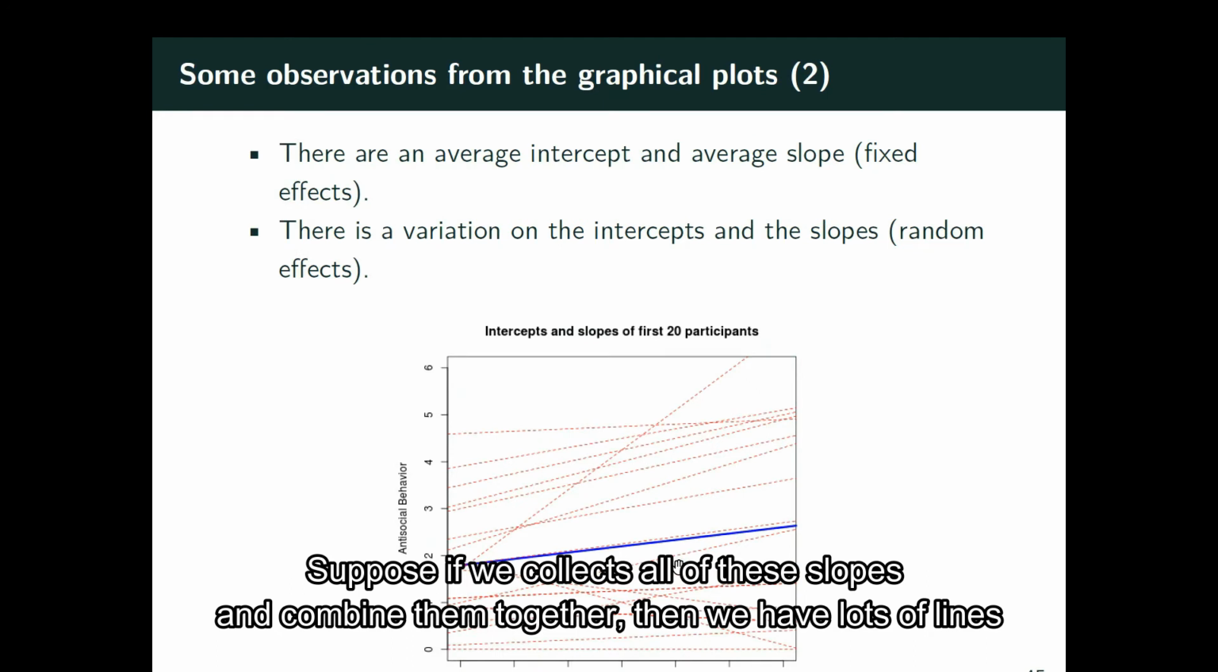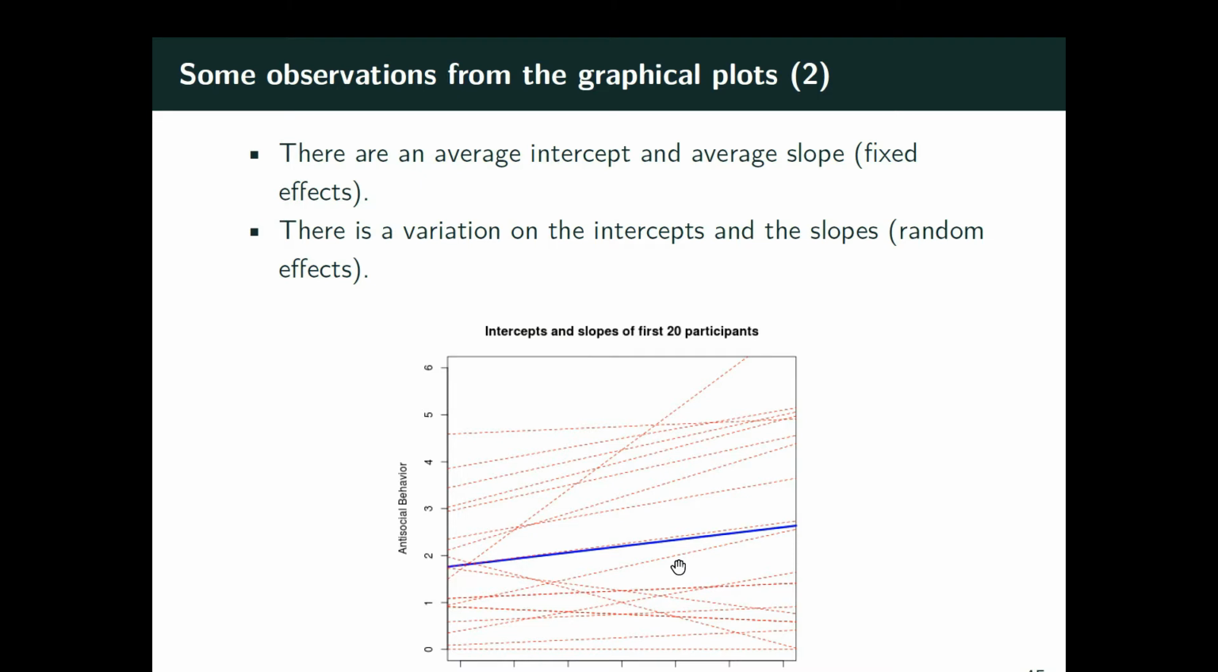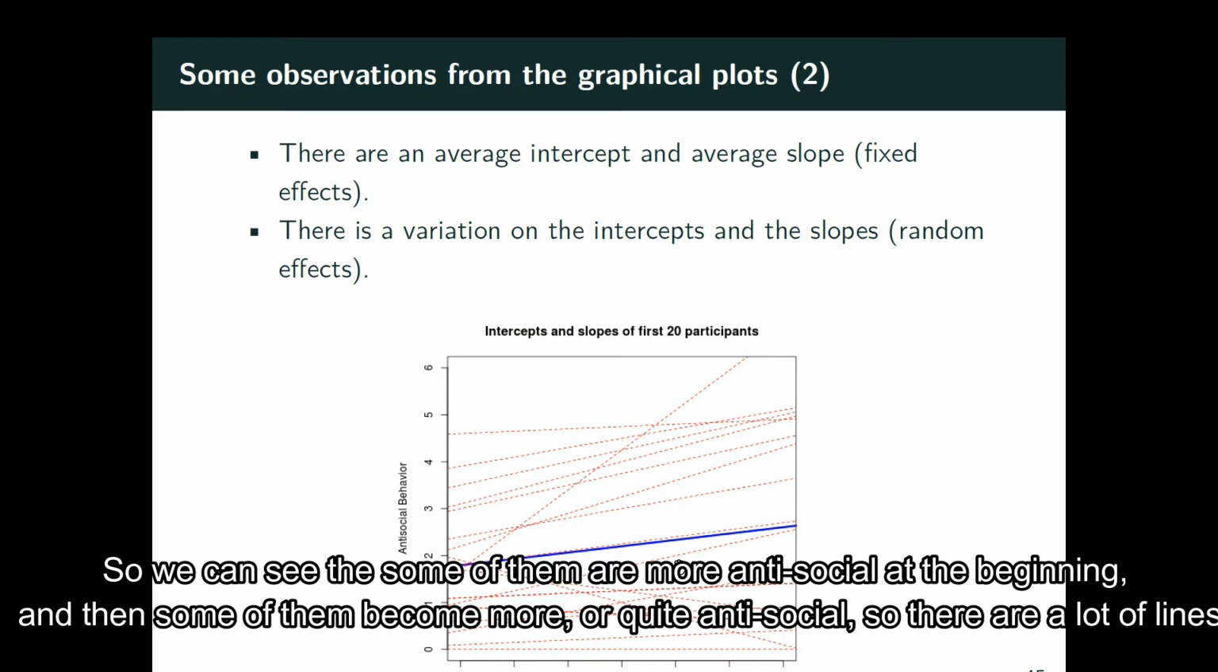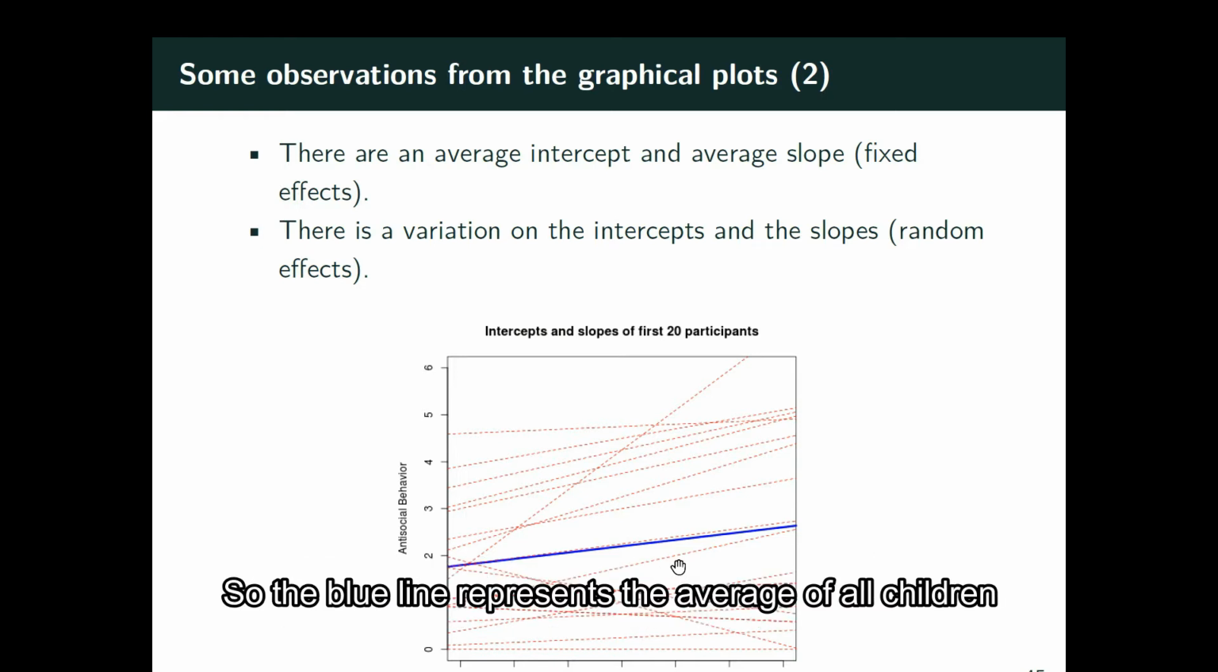So there is lots of variation. Suppose we collect all of these slopes and combine them together, then we have lots of lines. Each line represents the estimate for each child. We can see some of them are more antisocial at the beginning, and some of them become quite antisocial later. When we have lots of lines, it makes sense to calculate an average line. So we can calculate the average intercept and average slope. The blue line represents the average of all children.